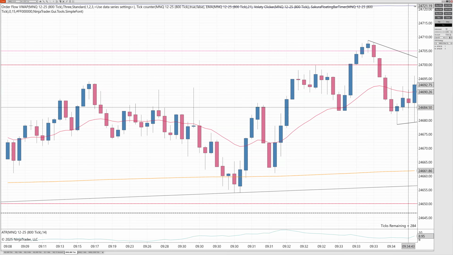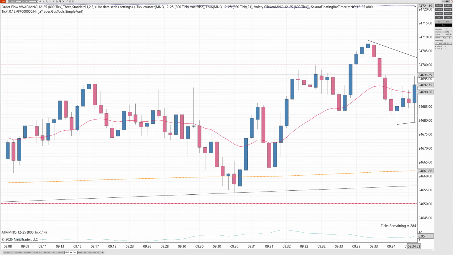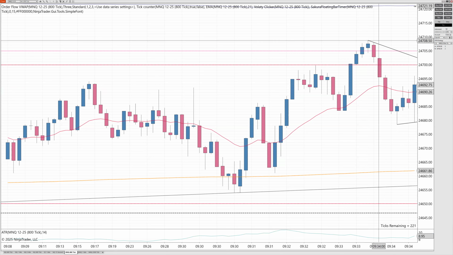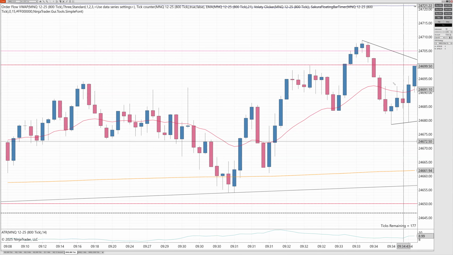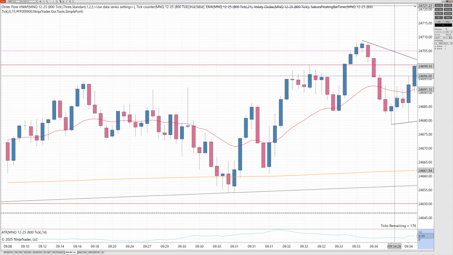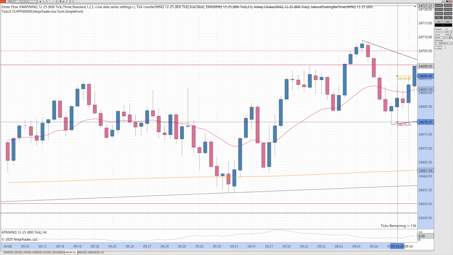If this triggers higher, I have to mark it, but I'm not going to take it because 700 is a potential area of resistance. And this downward trend line here could also be another area of resistance as well. But it did trigger higher. I'm going to mark it, but I am not going to take it.